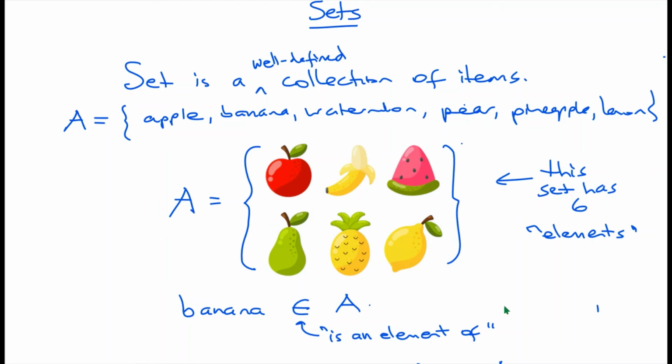Right? So we can't make a set of all things that are delicious because it depends on whose opinion. But we can make a set of all things that are yellow, or all things that you, I don't know, eat the peel. Okay, so those things you can do.